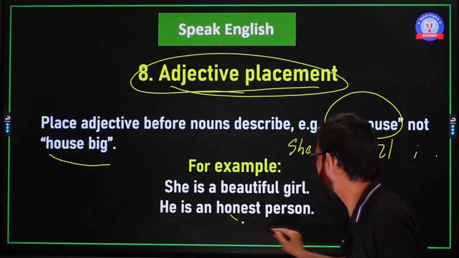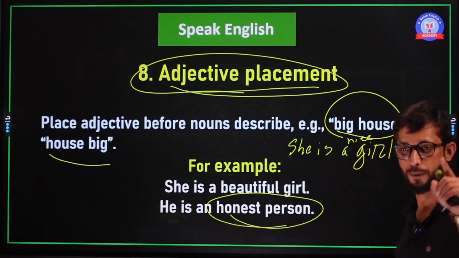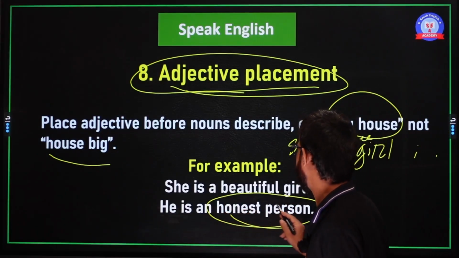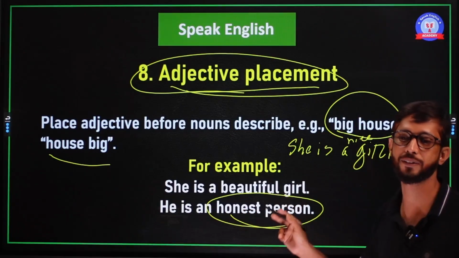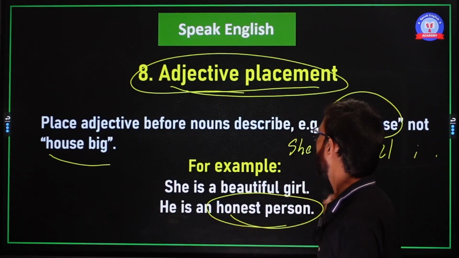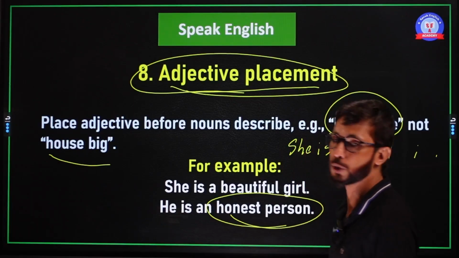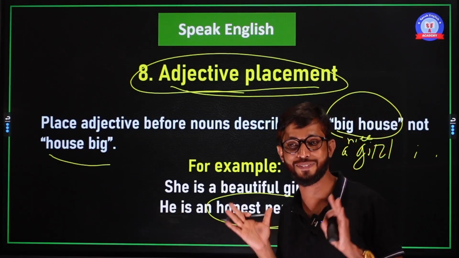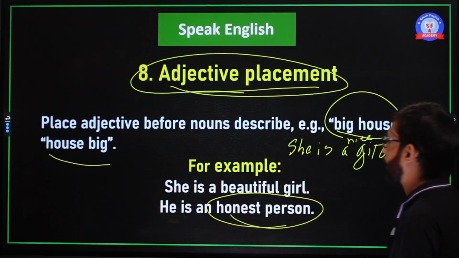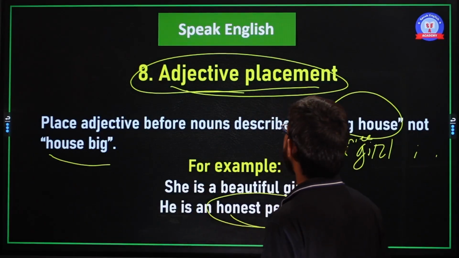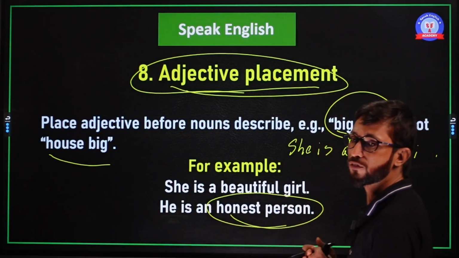He is an honest person. Yes, grammatically this sentence is correct. But if I write "he is a person honest," it is wrong. So that is called adjective placement. If we want to place adjectives and adverbs correctly, we have to learn adjective placement to fix this problem.